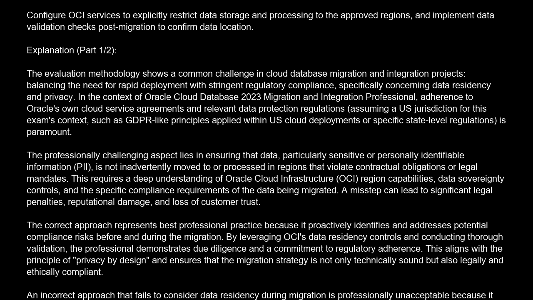The correct approach represents best professional practice because it proactively identifies and addresses potential compliance risks before and during the migration. By leveraging OCI's data residency controls and conducting thorough validation, the professional demonstrates due diligence and a commitment to regulatory adherence. This aligns with the principle of privacy by design and ensures that the migration strategy is not only technically sound, but also legally and ethically compliant.